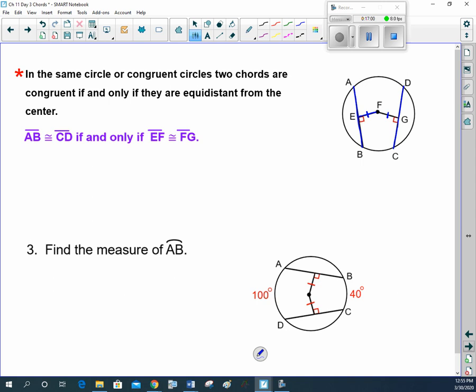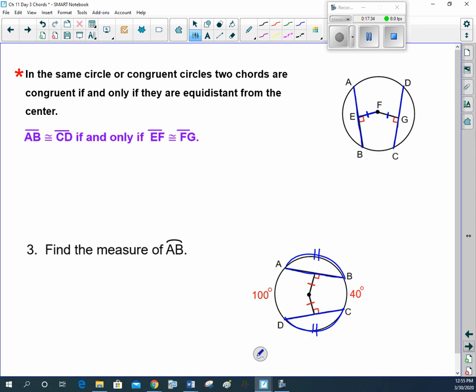All right, well, I'm looking at it and I see that I have it marked congruent from the center and it's perpendicular. So that tells me then that chord AB is the same thing as chord DC. Well, from a previous theorem, we learned that if the chords are the same length and they're in the same circle, then the arcs associated with those chords are congruent. So arc AB is congruent to arc DC.